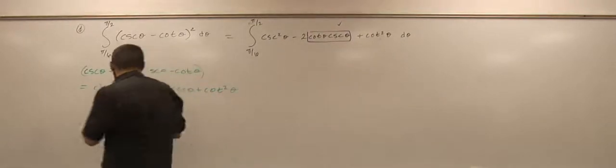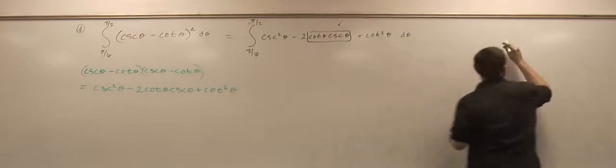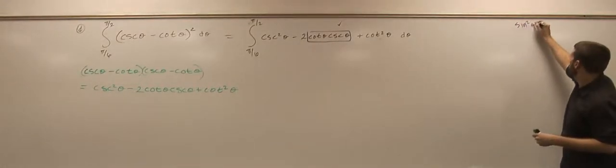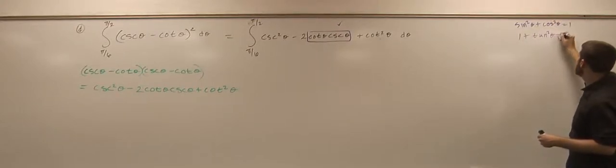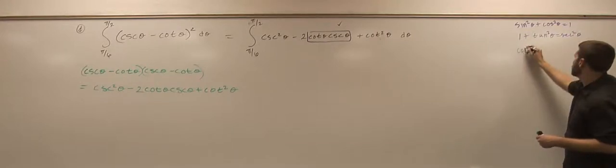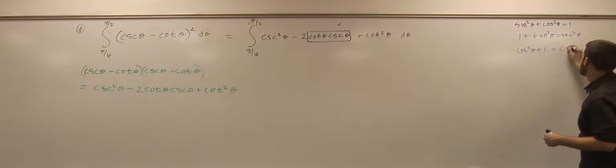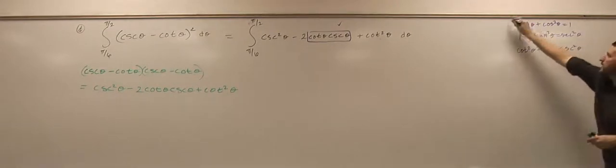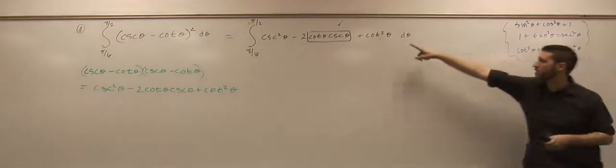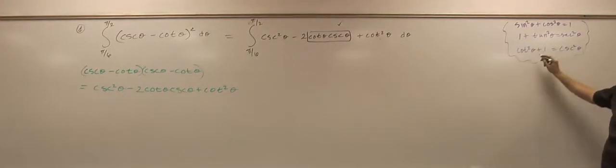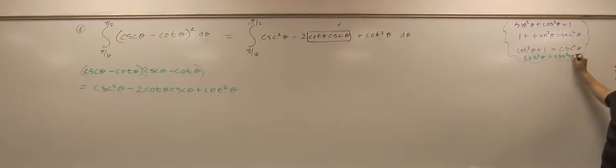Right? Remember your Pythagorean identities: sine squared theta plus cos squared theta equals 1. 1 plus tan squared theta equals secant squared theta. Or cotan squared theta plus 1 equals cosecant squared. These are three important identities you have. So what I can do is take cotangent squared and replace it with cosecant squared minus 1. You subtract the 1 away.